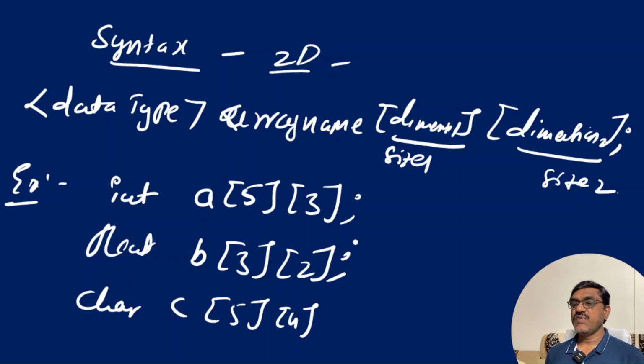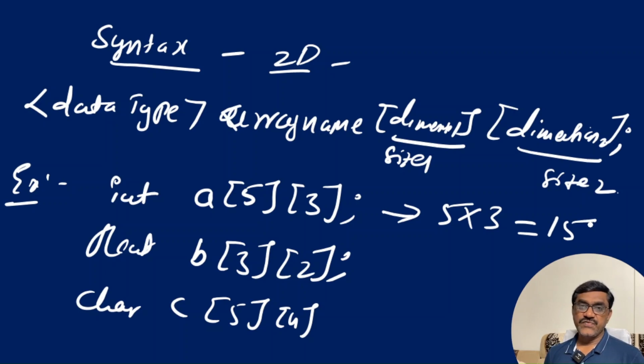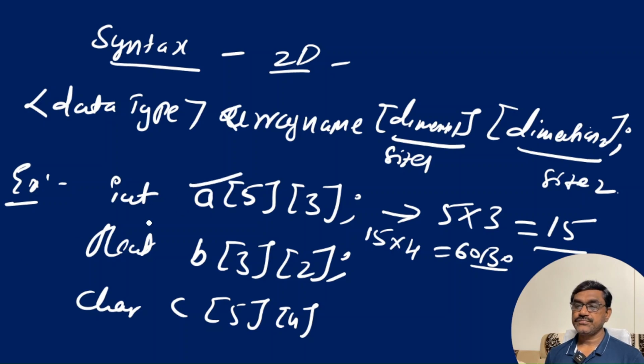When we say a of 5, 3, it is going to contain 5 into 3 elements. That means 15 elements, which means 15 locations are reserved. How much memory is allocated? 15 into the size of an integer. It may take 4 bytes or 2 bytes. If it takes 4 bytes, 15 into 4 is 60 bytes of memory allocated or reserved for array a.